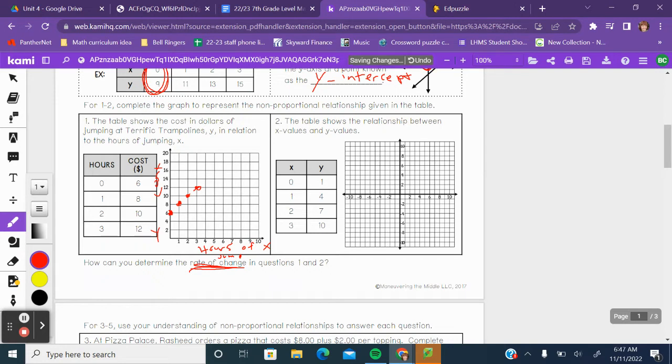Let me show it to you on this one too. This table shows the relationship between X and Y. So we go 0, 1. Then 1, 4. Then 2, 7, way up here. And then we go 3, right here, all the way up to 10. Okay, so now we're asked, can you determine the rate of change in questions 1 and 2?